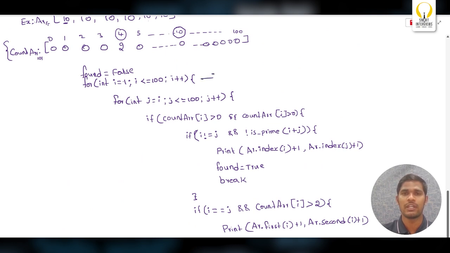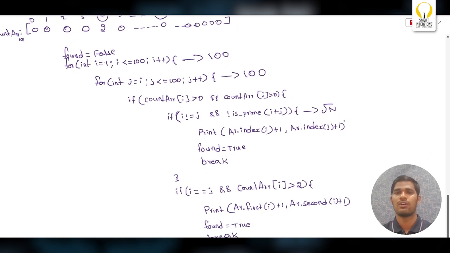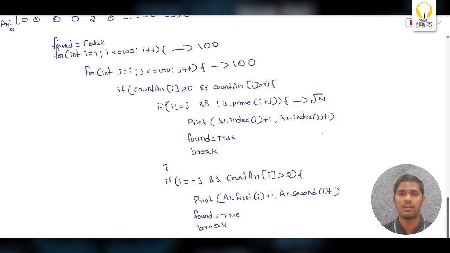So what's the time complexity? This can go up to 100 iterations at max. And here we're checking is prime. It will take root n time. And we also need to check one more condition here. Valid condition: is prime should be false. Is prime of i plus i. If it is false, then we can print the pairs.